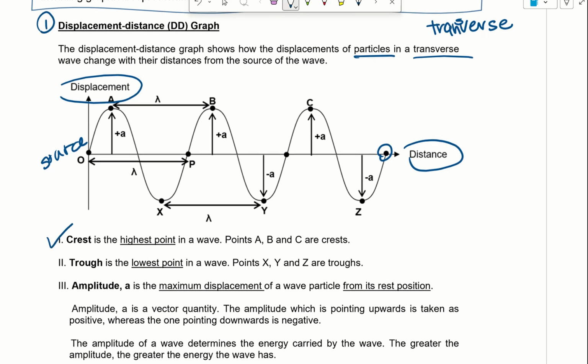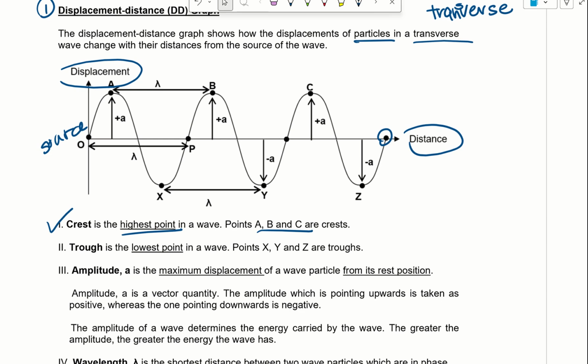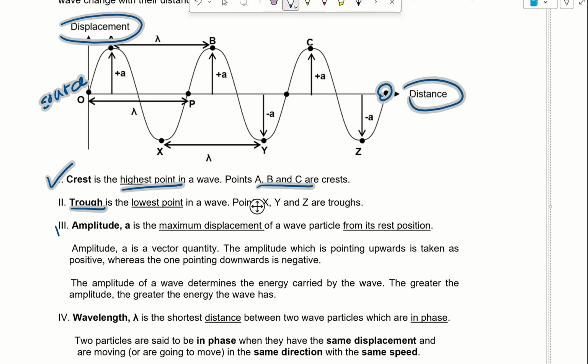What is the crest? The crest is the highest point in a wave. So A, B, and C, they are crests. Okay, if we have the highest position, we also have the lowest point, which is actually the trough. So for example, X, Y, and Z, they are troughs. Now, what is amplitude? Amplitude, you also need to memorize, is the maximum displacement of a wave particle from its rest position. So we see that for particle A, it was moved the most.